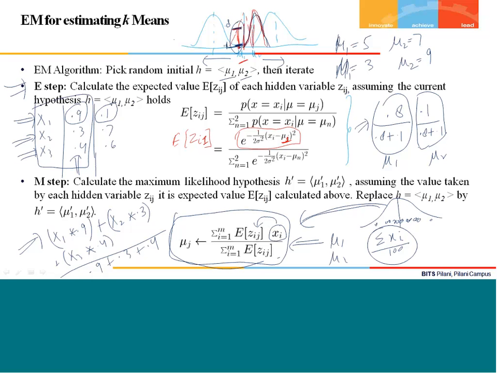For example, in the third step, you get mu1 equals 3.003 and mu2 equals 9.001. Here you can see that there is very little change. It means your algorithm has already converged, and the final expectation maximization values of these parameters are 3.003 and 9.001. That's how you can apply expectation maximization.